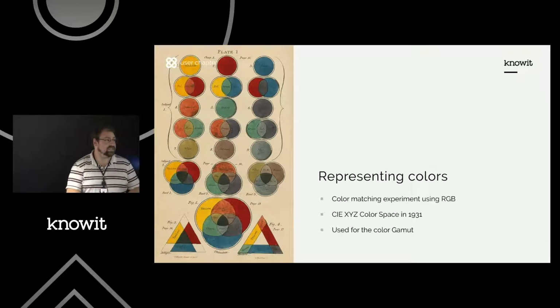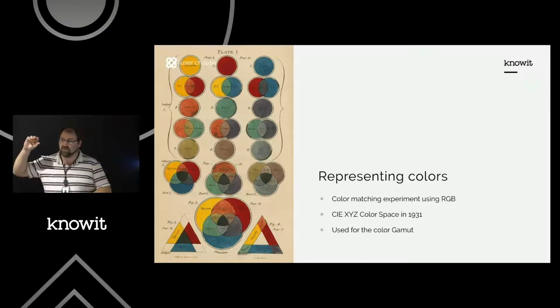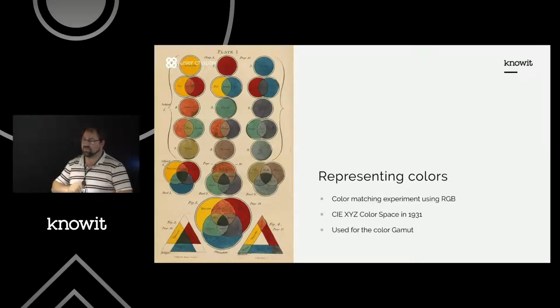In the 1920s, they did a color matching experiment using RGB, where they took 3 lamps on one side, 1 lamp on the other, and asked their subjects to match the color with the 3 lamps. So if you had 1 lamp using orange, you could use the 3 other lamps, which were red, green, and blue, to match that color. So they reconstructed the test colors.